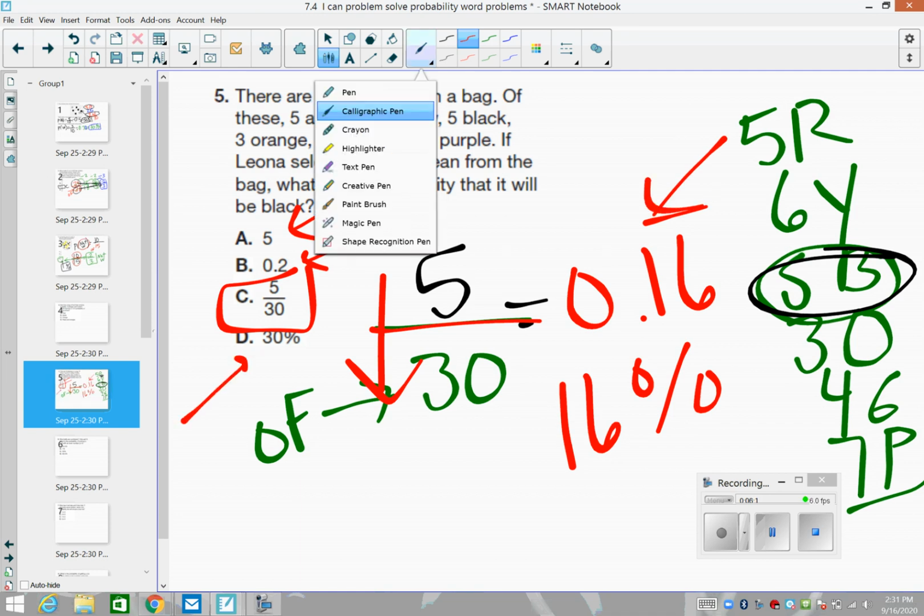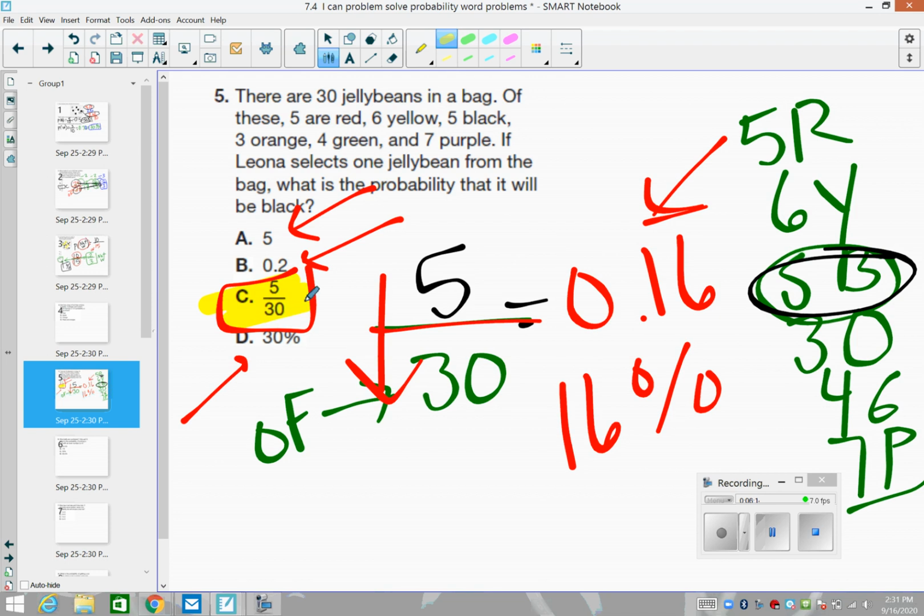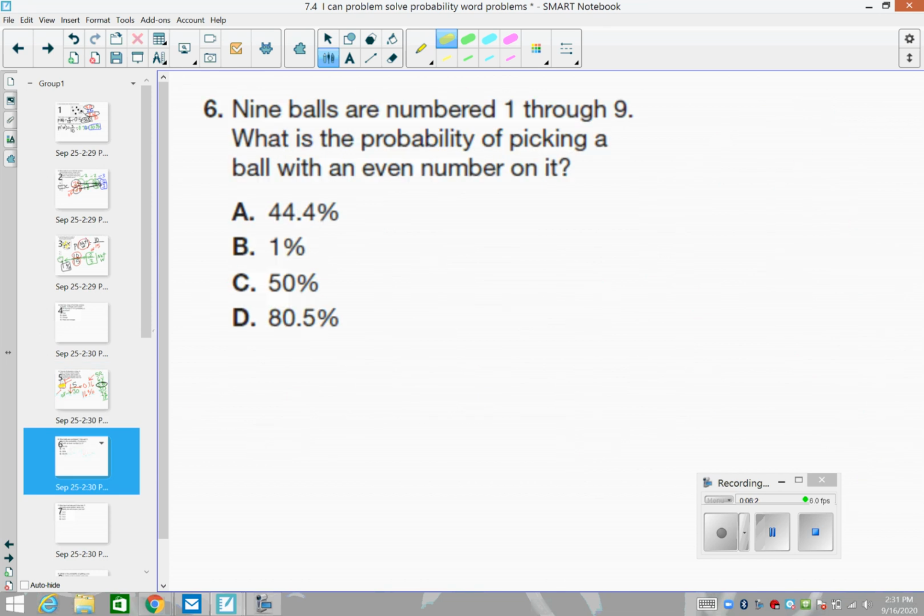So the only answer that would be correct there is that you have a 5 out of 30 chance of drawing a black marble. Or jelly bean, rather. Jelly bean. Yuck, I hate black jelly beans. All right.